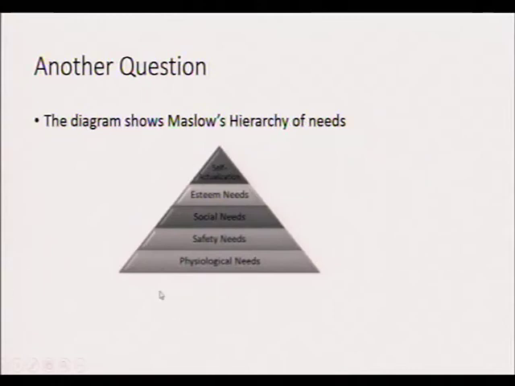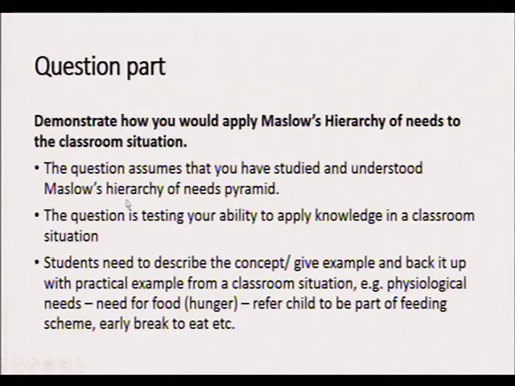Another question that also posed a little bit of a problem to students in the past was this one. This question might not be in your study guide, but it is a question that I chose as an example. For example, here you have Maslow's triangle of needs, but the question requires you to demonstrate how you would apply Maslow's hierarchy of needs in the classroom situation.